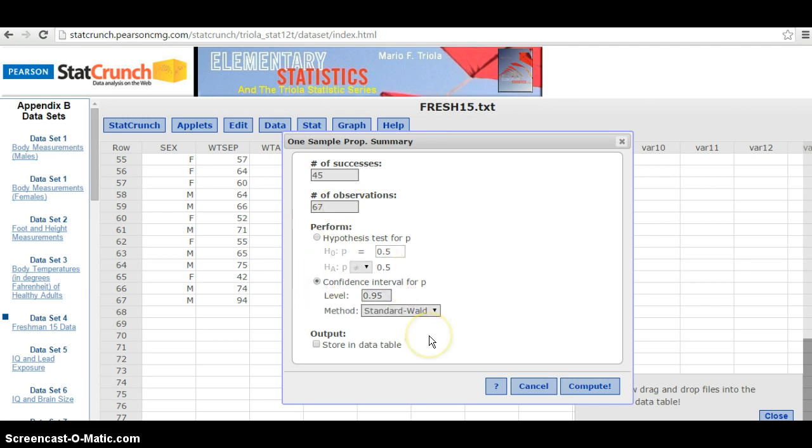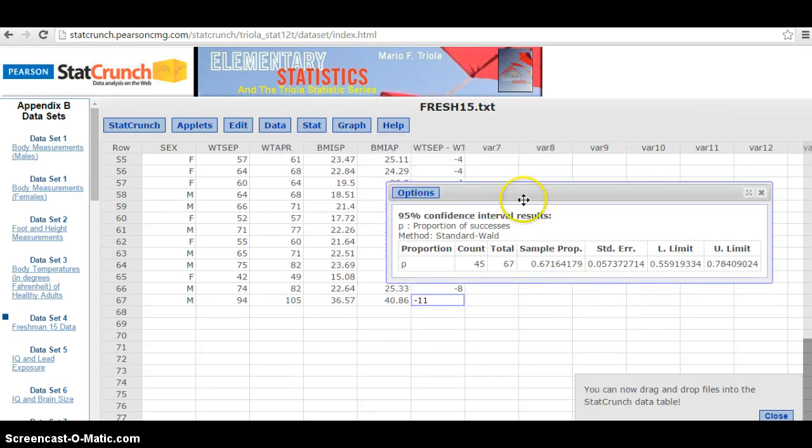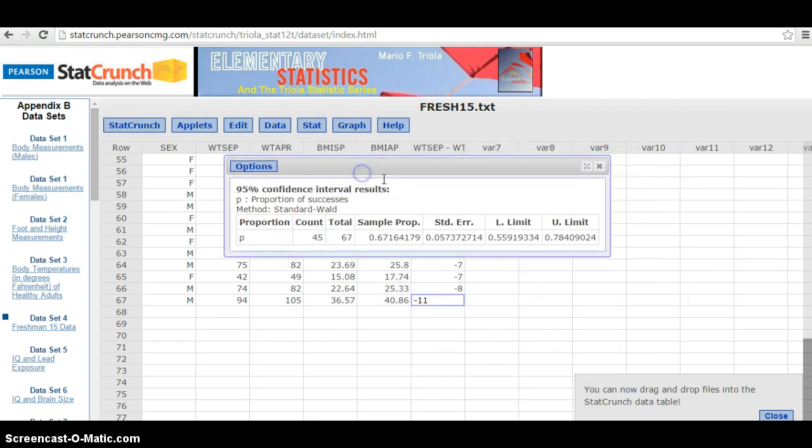We're going to leave all this. It was at 0.95. That's a 95% confidence interval. So we're going to compute that, and you'll see the confidence interval is here. Our confidence interval is actually the last two numbers, the lower limit and the upper limit, and these are proportions which you can convert to percentages. So the confidence interval is from 55.9% to 78.4%.